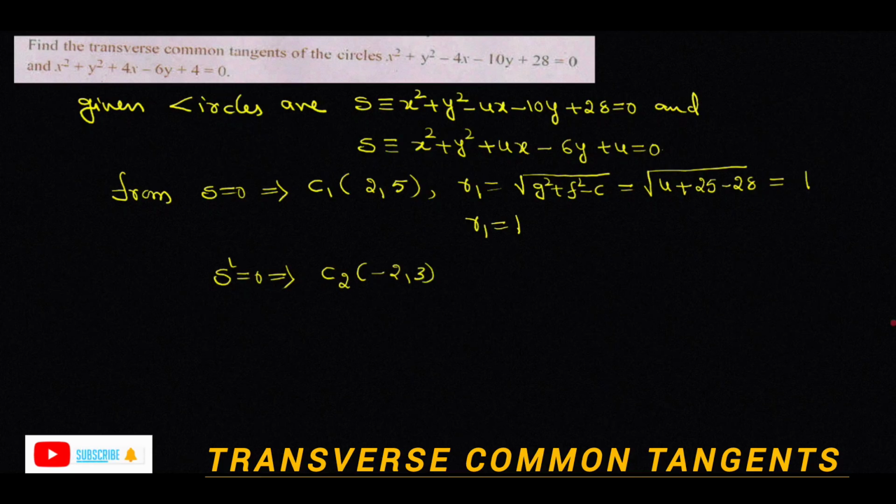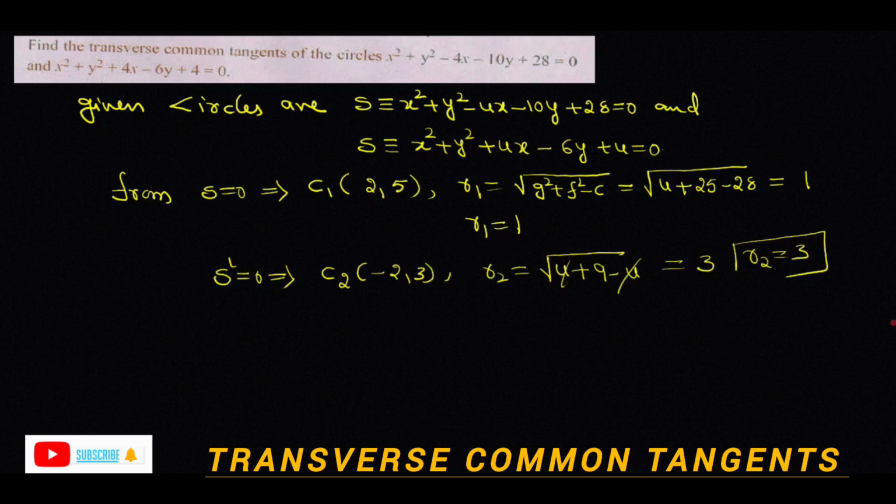Now consider S dash equal to 0. The center of the second circle C2 is (minus 2, 3) and radius R2 is equal to the square root of G square plus F square minus C, where G equal to 2 and F equal to minus 3. 2 square is 4, minus 3 whole square is 9, and C equal to plus 4. Here minus C, so minus 4, then we get 9 plus 4 minus 4, which gives 9, and the square root is 3. Radius R2 is equal to 3. R1 equal to 1.